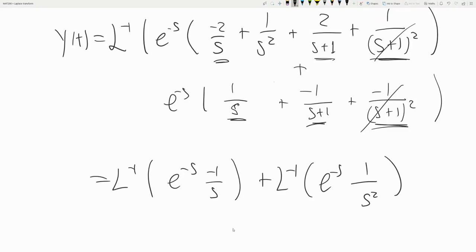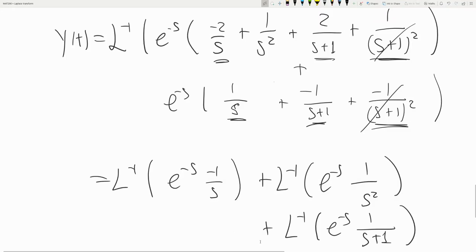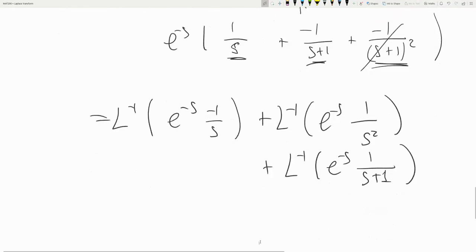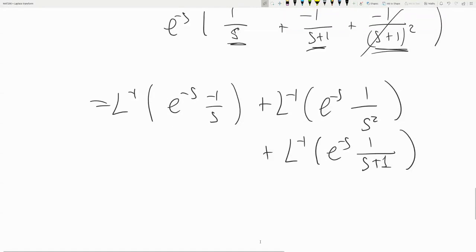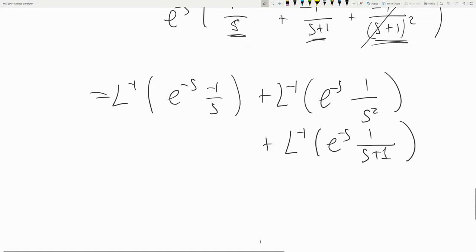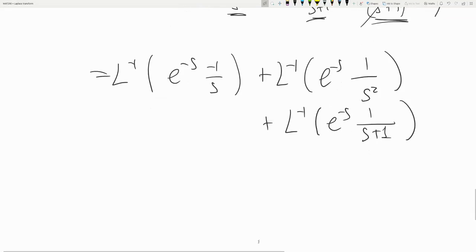Square term, and then one more Laplace inverse. So here I use the linearity of the inverse. Okay, good. Almost there. So now we can use the translation theorem.